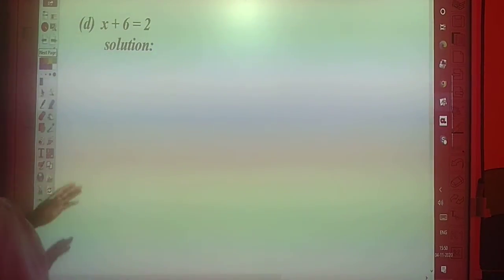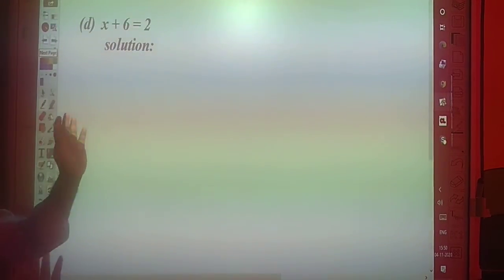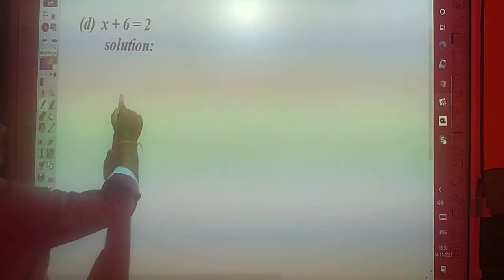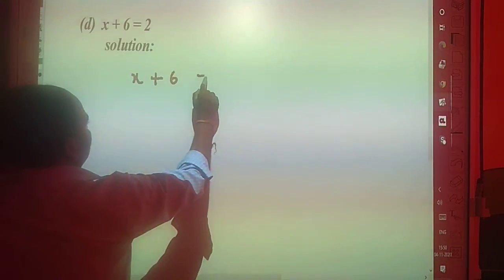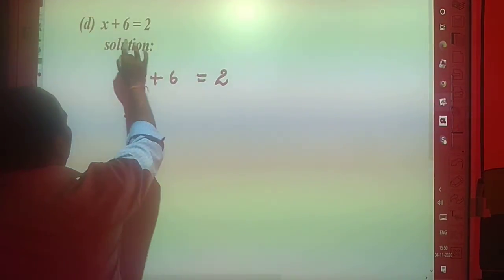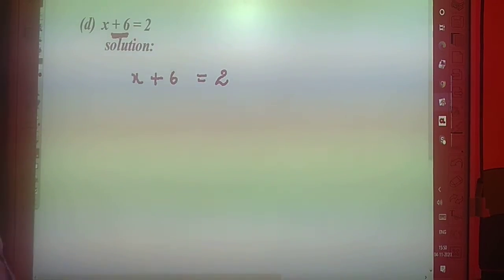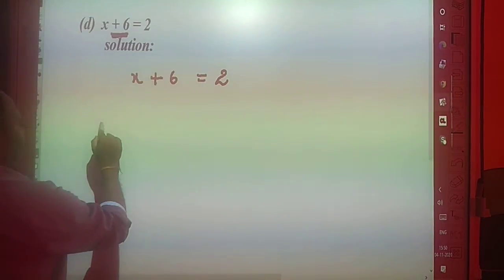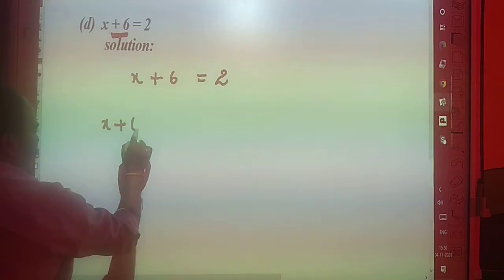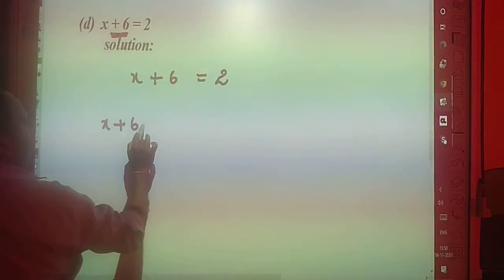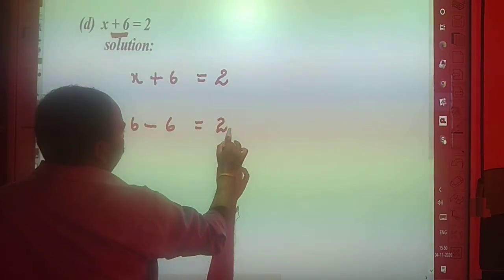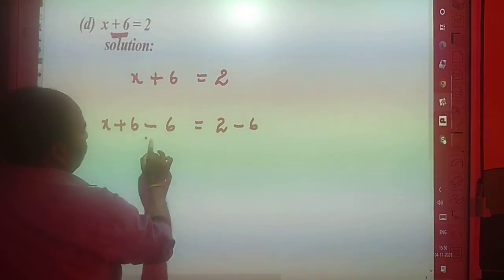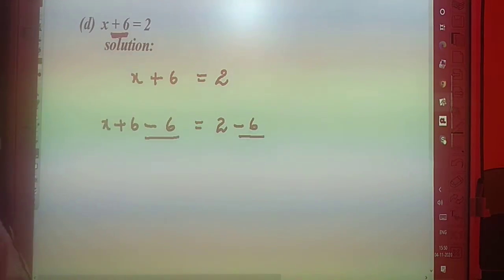D part. X plus 6 is equal to 2. Listen here. The second term is plus 6, so we take minus 6. X plus 6 minus 6. So we take minus 6 on both sides. 2 minus 6. Both sides are subtracted by 6.